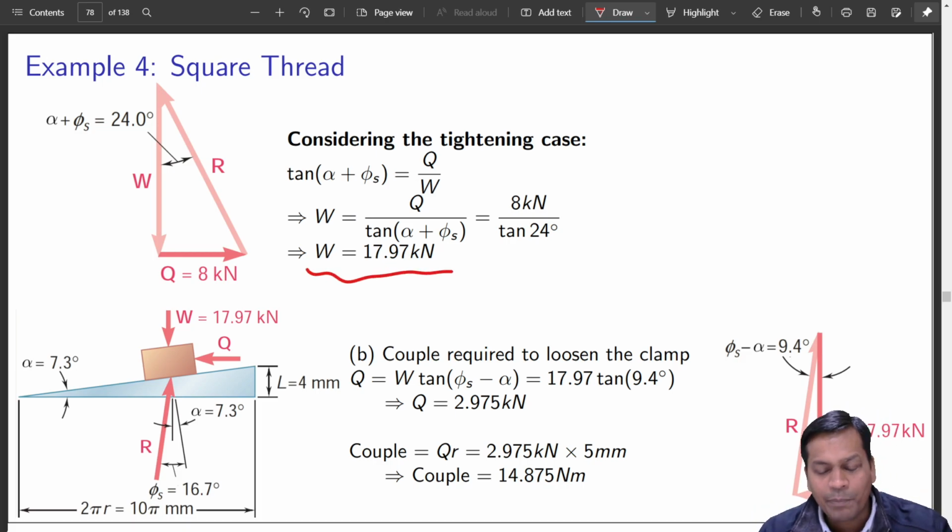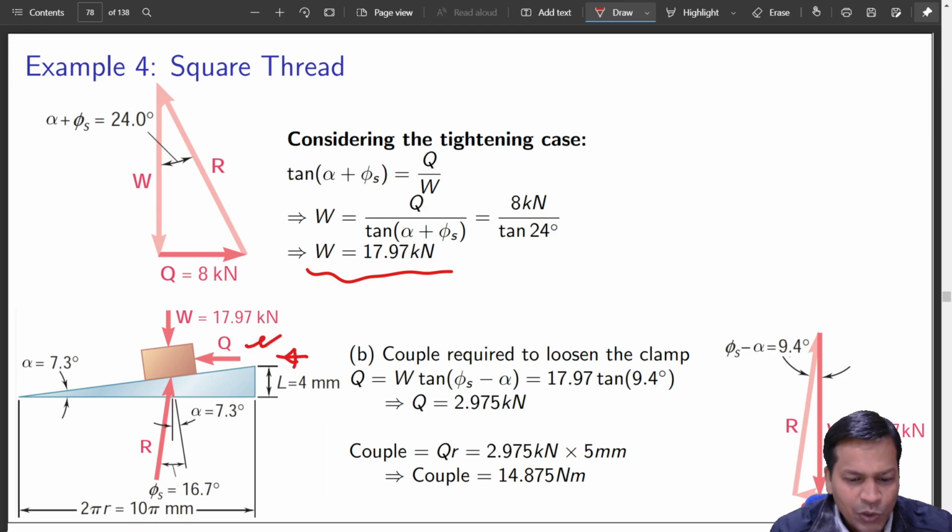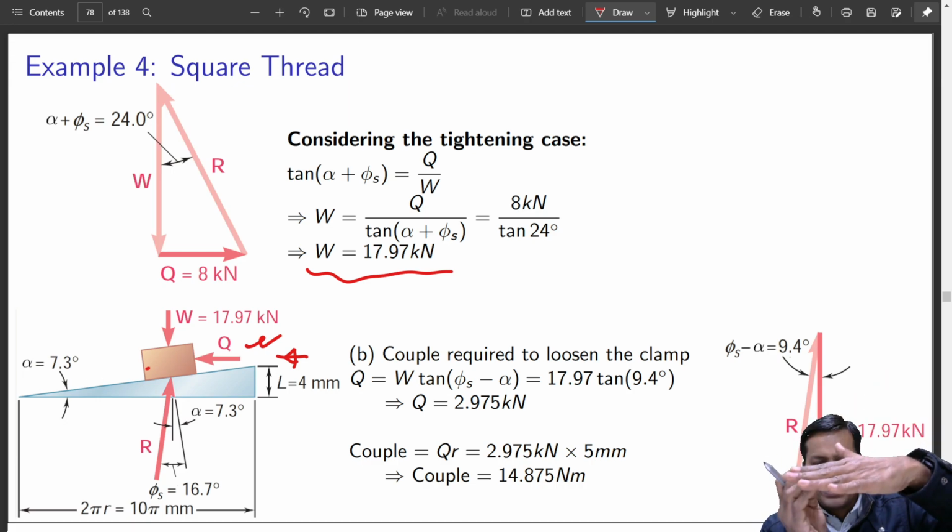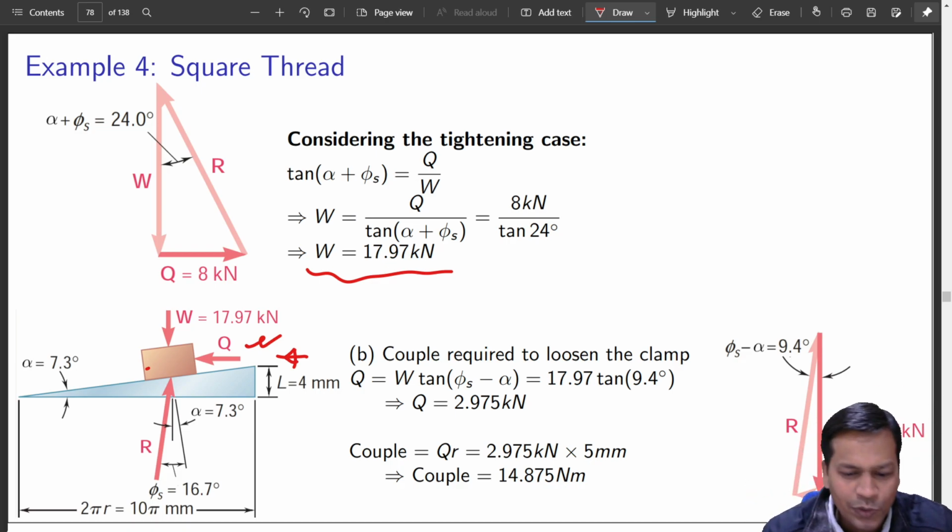Now for the couple required to loosen it, you have to use the other equation. This time you have to apply the load like this, because you want to bring it down, you want to unwind it, you want to bring the blocks apart. So you want to come down. So this is the equation that you have to use. Mind it, there is a negative sign over here that we have considered. This was there from our earlier analysis.